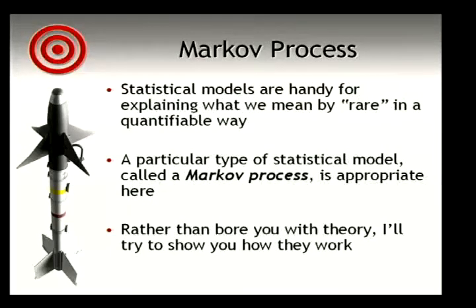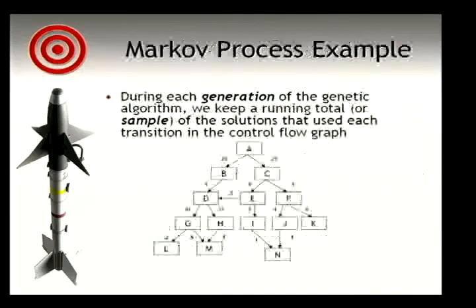So what are we going to use for this? We're going to use a statistical model. Statistical models are handy for explaining what we mean by rare or expected or unexpected in a quantifiable way. You would use a statistical model here if you owned the casino, to find out the expected earnings that you would have. Obviously, you wouldn't want a game where it is exceptionally rare that someone loses and they walk away with all your money. So there's a particular type of statistical model called a Markov process that is appropriate in this case. But rather than bore you with theory, because it's statistical theory and I think everyone will go to sleep, I'll just try to show you how it works.